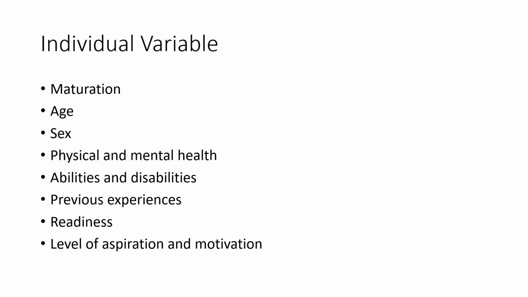to learn dance. So if you feel you need a particular salary package, and for that you have to learn an additional skill, definitely you would do it, because that's your aspiration or motivation. Or if you feel I need social respect, or I want to do something for society, however hard it is, you will definitely study for the civil service examination. So the individual variables are age, sex, maturation, physical and mental health, abilities and disabilities, previous experiences, readiness, and motivation and aspiration.